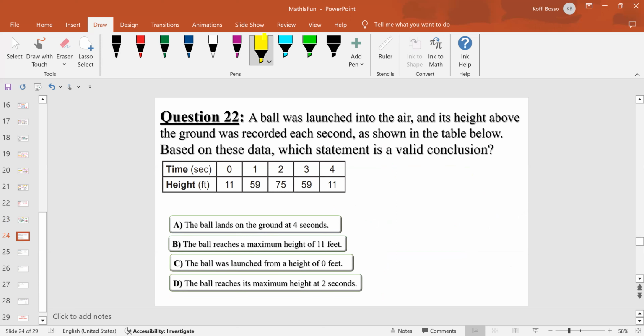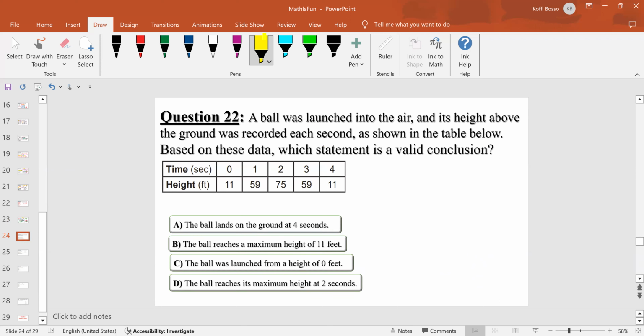This is a table here, and they say what? A ball was launched into the air, and its height above the ground was recorded each second, as shown in the table below. Based on this data, which statement is a valid conclusion? We need to understand this problem correctly. Let's read it one more time. A ball was launched into the air, and its height above the ground was recorded each second, as shown in the table below. Based on this data, which statement is a valid conclusion?